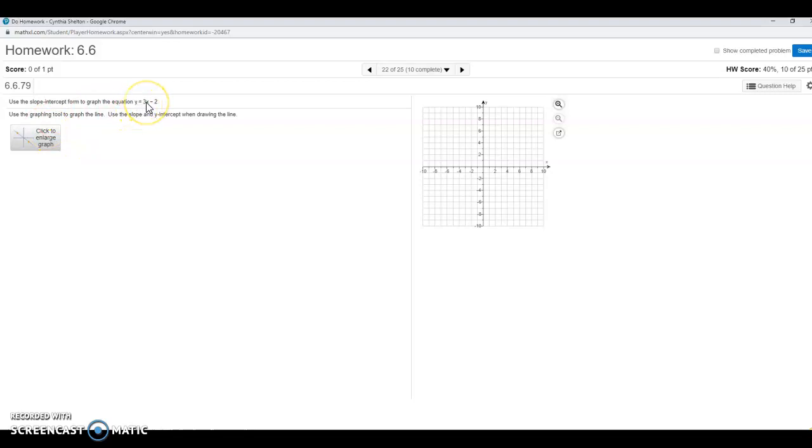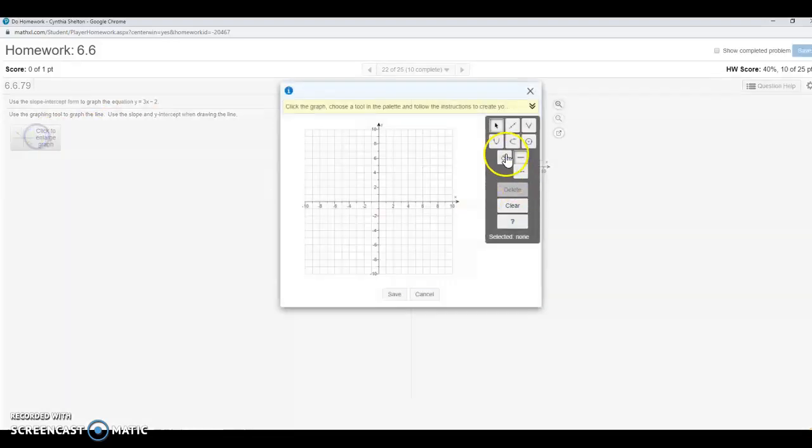All right, here's another one solved for y. Y equals, there's your slope of 3 in front of your x and your y-intercept -2. So we start at the y-intercept -2, rising 3, running 1, since it's understood to be over 1 if you don't see a fraction.